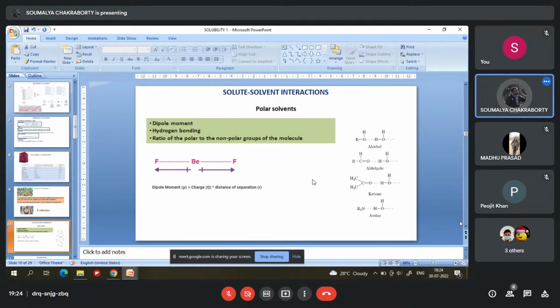Dipole moment is the reason why the solid molecules get dissolved in polar solvents, because polar solvents basically have some polarity. So where is this polarity coming from? The polarity means charge.